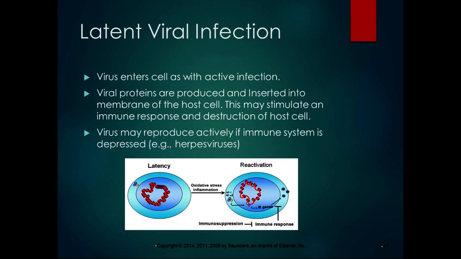So in a latent viral infection, the virus enters the cell with an active infection, and viral proteins are produced and inserted into the membrane of the host cell. So this can stimulate an immune response and destruction of the host cell. But if you have a depressed immune system for whatever reason, the virus can actually reproduce actively, and the immune system doesn't react to the host cell. So it can just sit there making more viruses, which is not good.